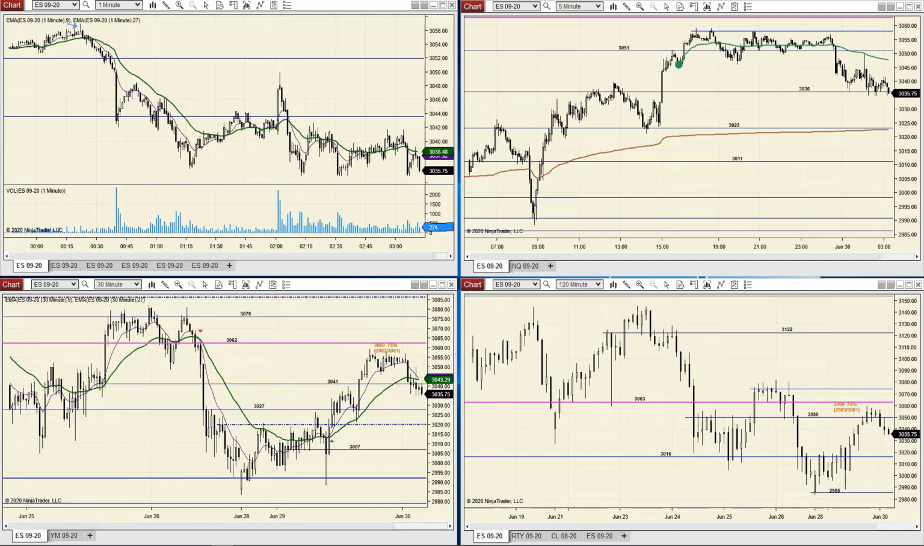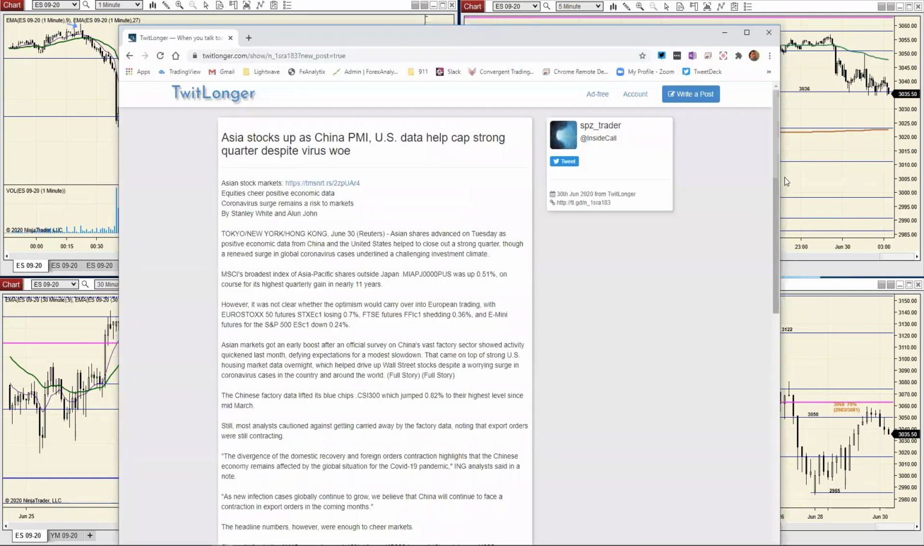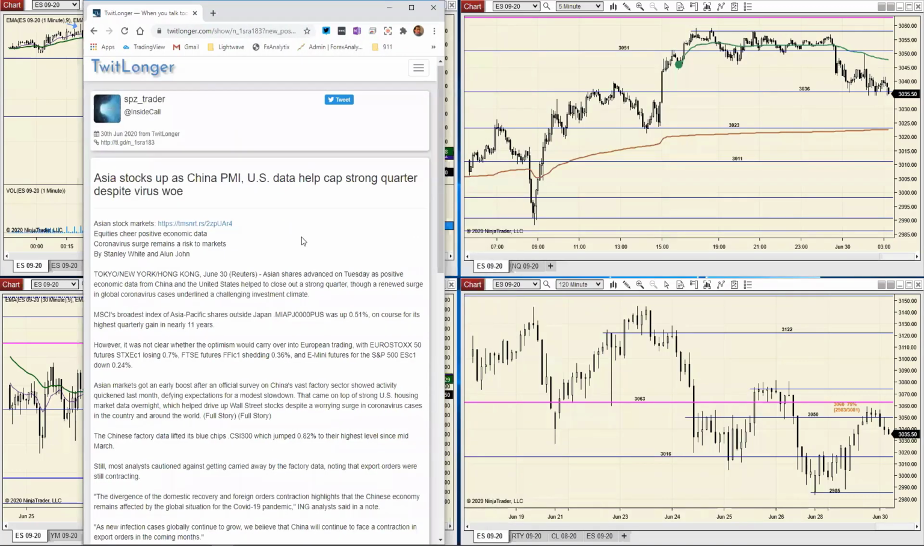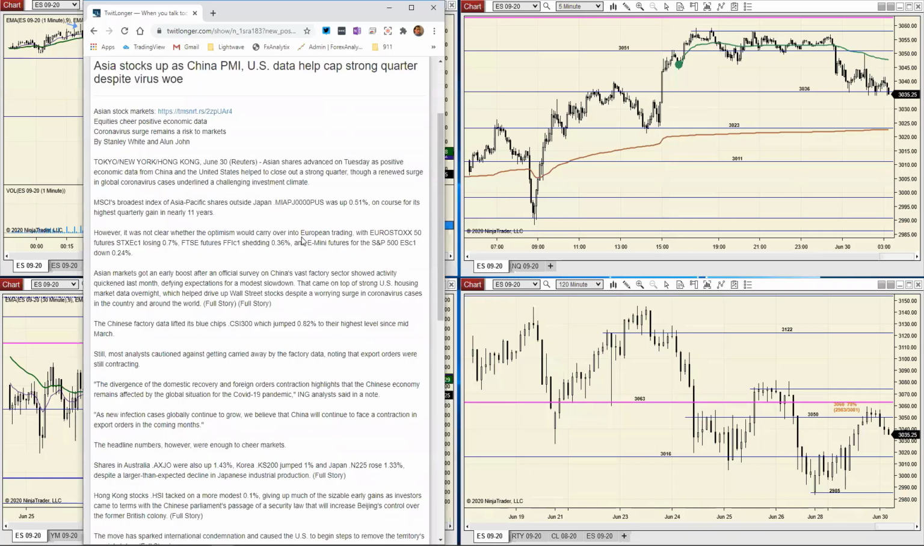And lastly, Asia stocks up as China PMI and U.S. data help cap a stronger quarter.